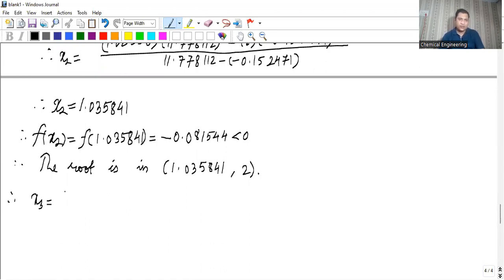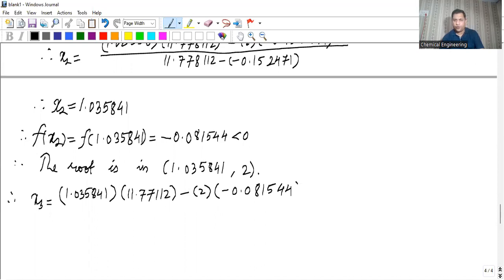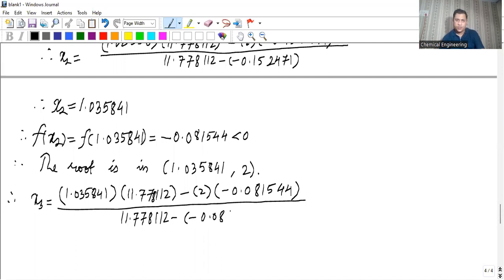So we can have here, this is going to be 1.035841 into 11.778112 minus 2 into minus 0.081544, upon 11.778112 minus 0.081544, and here we can have the value x3.